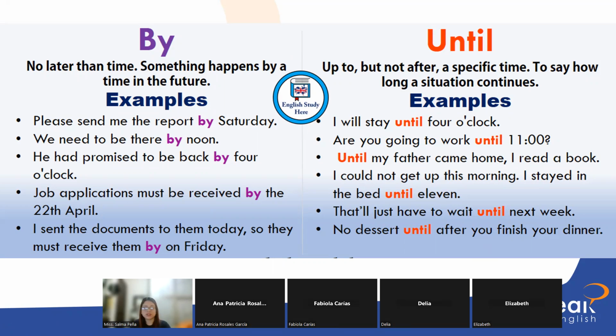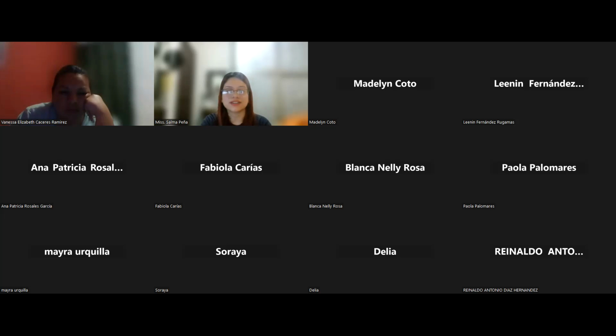The second example that you gave me. We need to be there by noon. You told me two sentences. You say hasta. Hasta. Yes. O sea, que no podemos traducirlo como, por ejemplo, donde dice we need to be there by noon, hasta el mediodía, sino que no.